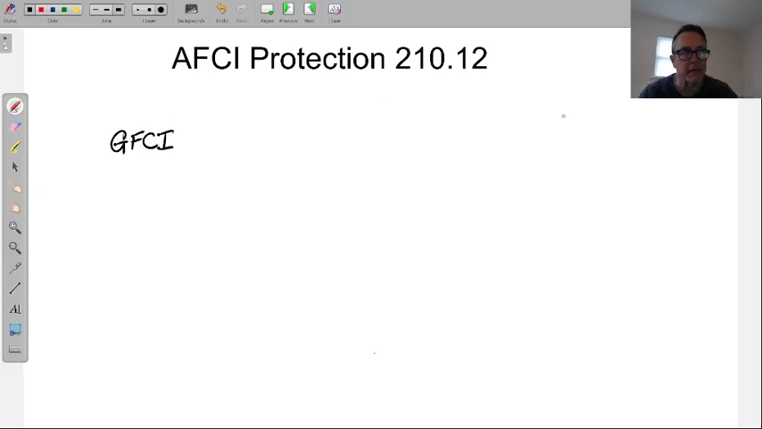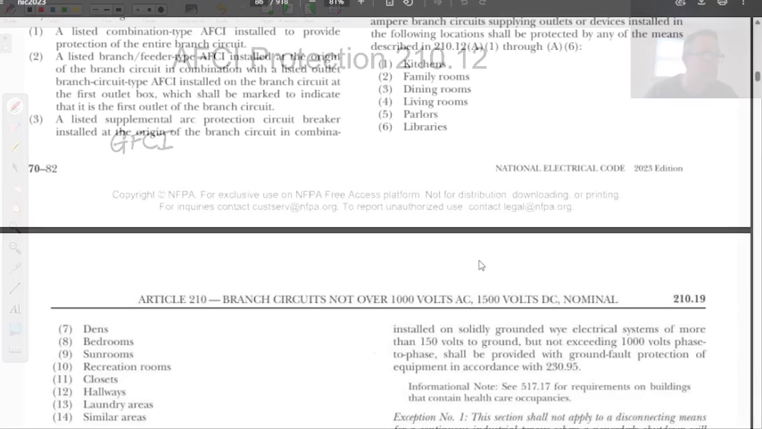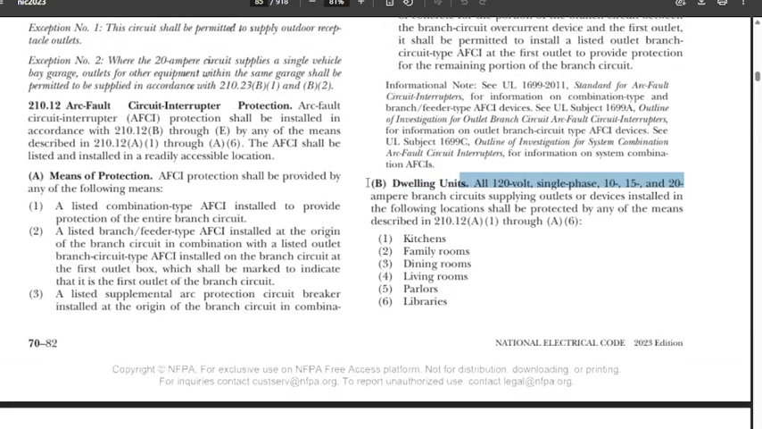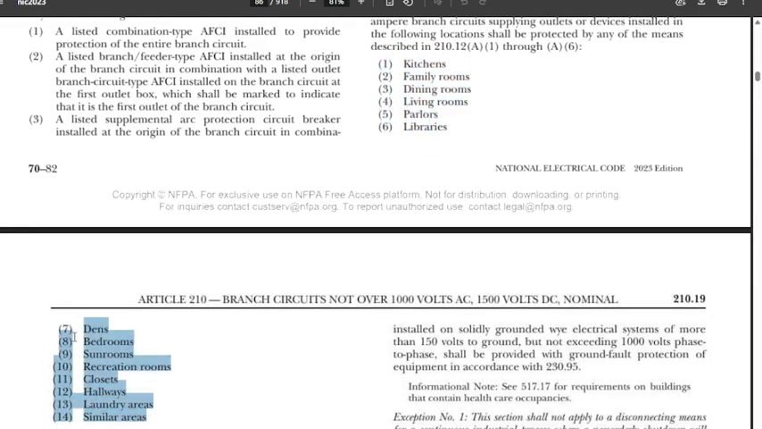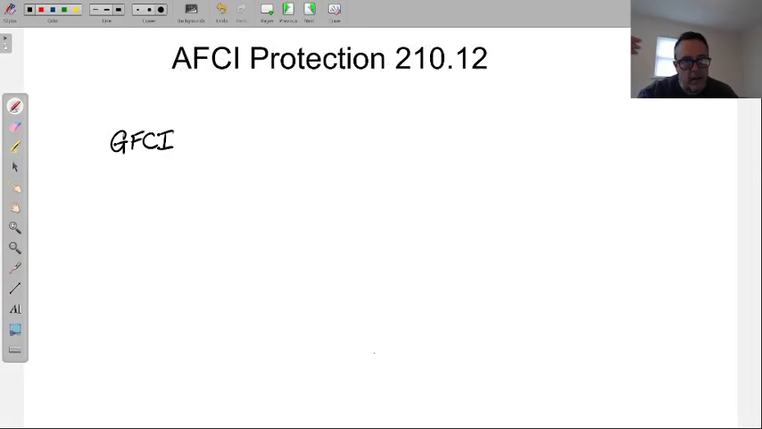Oh, last thing to mention about the article is just make a note of that. Just have highlighted here dwelling units and areas that I have to have AFCIs on. That's the kind of questions you're going to get about AFCIs. Which of the following locations require AFCIs versus GFCIs?